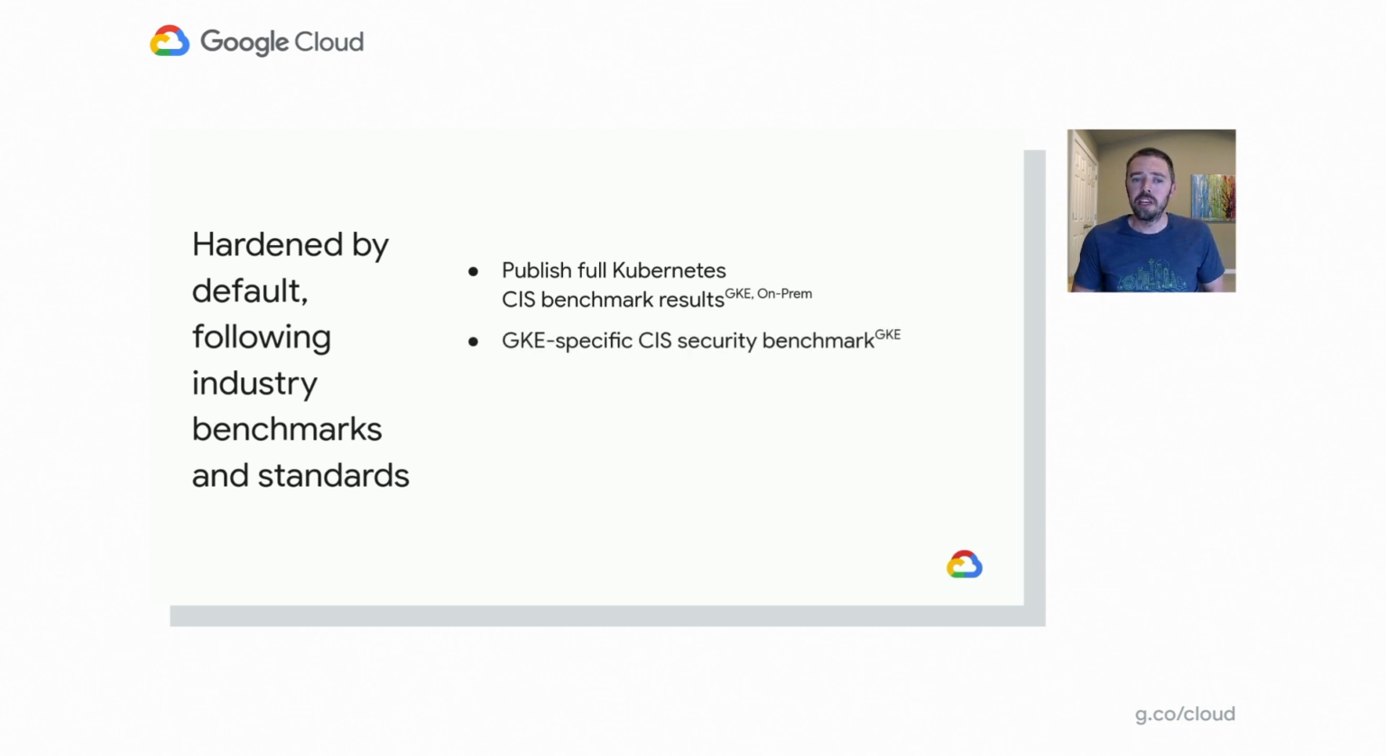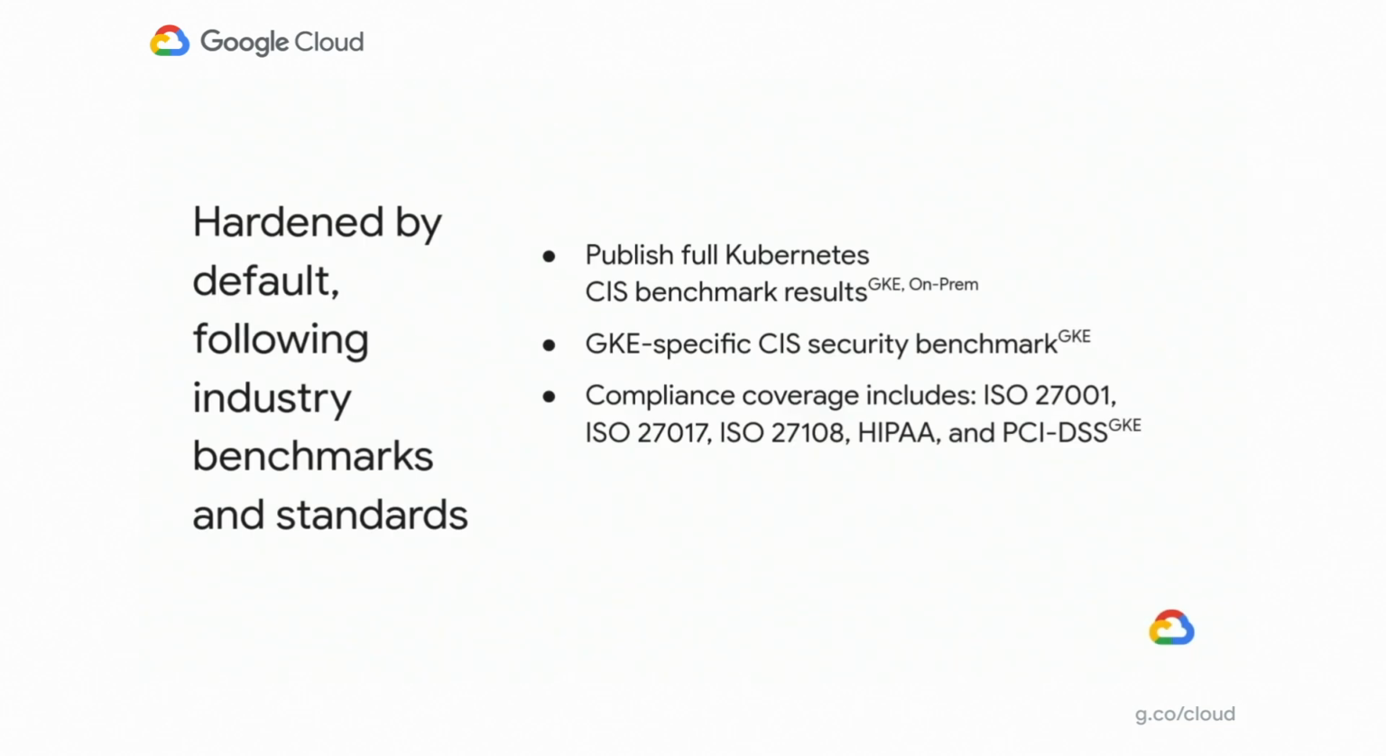We've also developed a GKE-specific CIS benchmark that basically just takes our hardening guide and gives you that in a checklist form. The infrastructure itself, we've had a bunch of compliance coverage there, so various standards listed here. This is for GKE. We're also working on compliance coverage for infrastructure in the other hybrid environments that we're offering, and we expect to make some more announcements there soon.